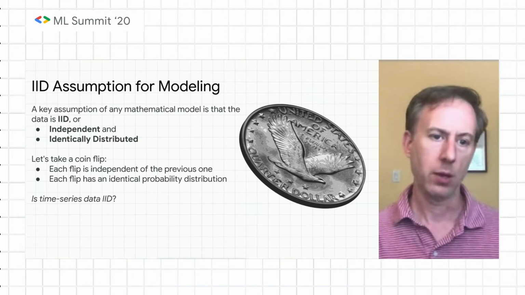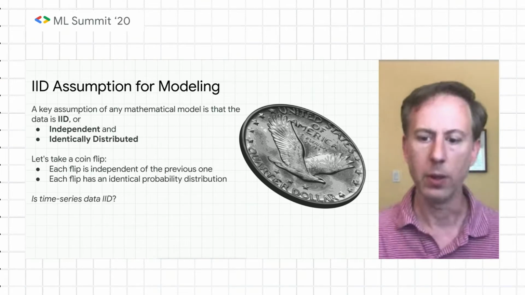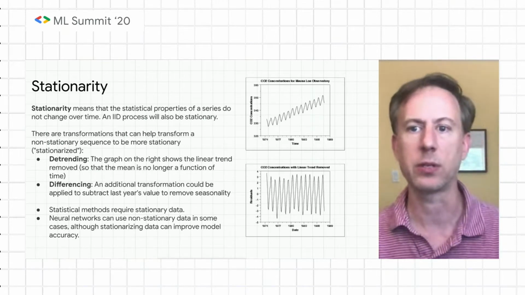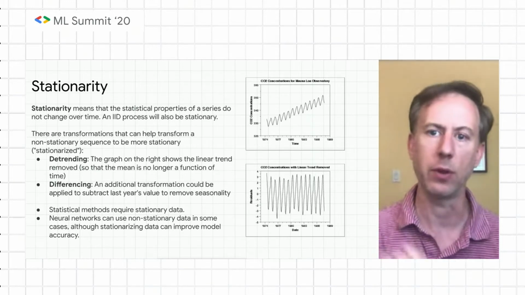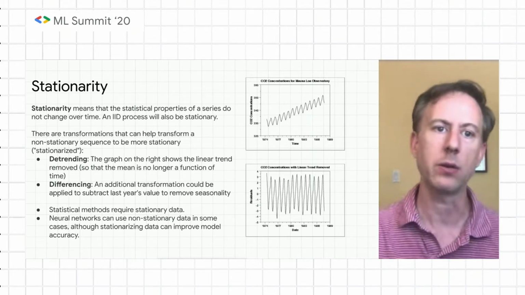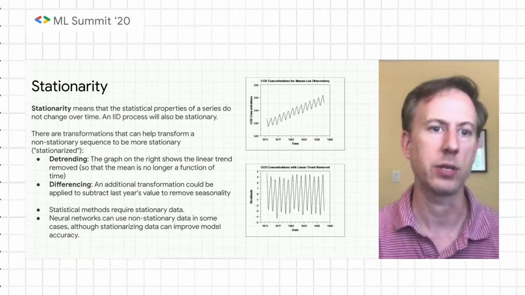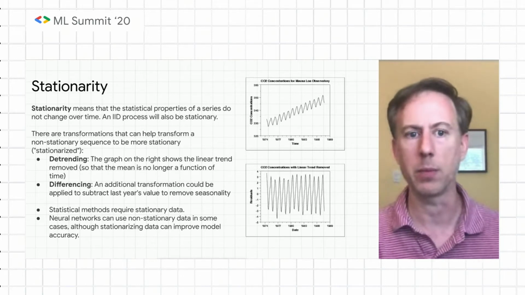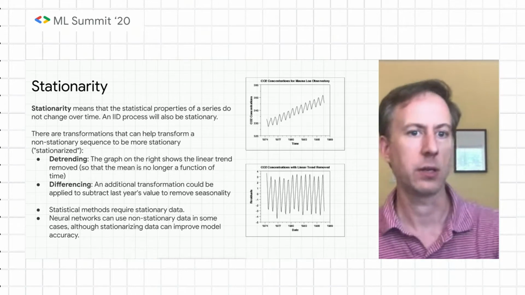So let's think about time series data. Is it IID or not? Well, it depends. In some cases, it's not. You can see here in this graph on the top right side that you're seeing an increasing trend over time. We want the data that we model to be stationary. That means the statistical properties hold over time. The mean, the variance, et cetera, are kind of constant and not changing.